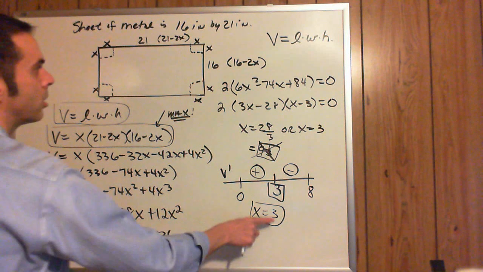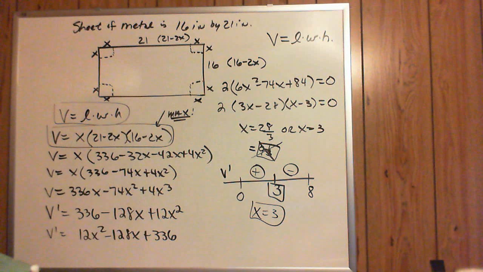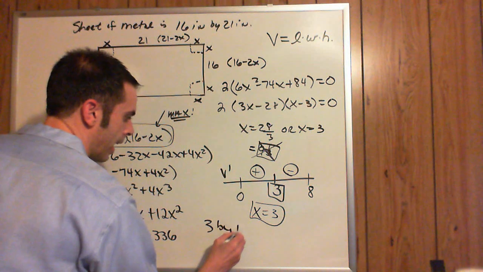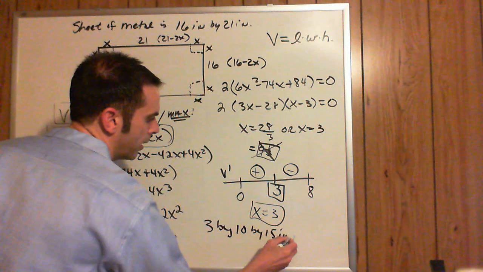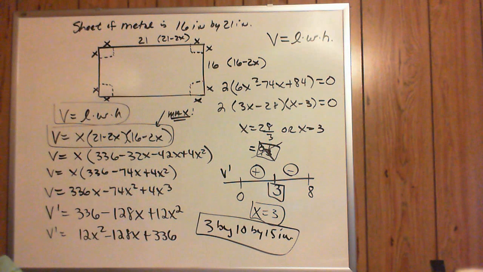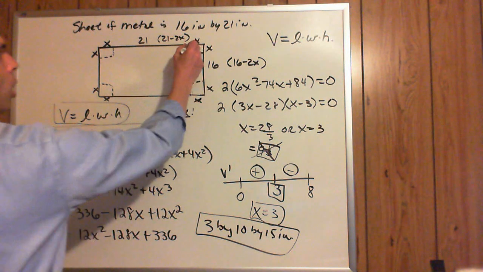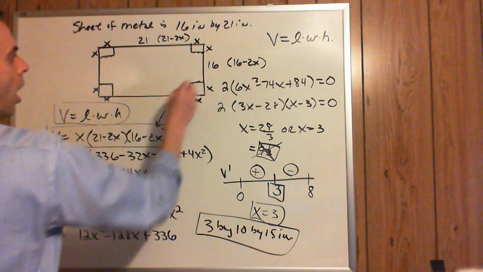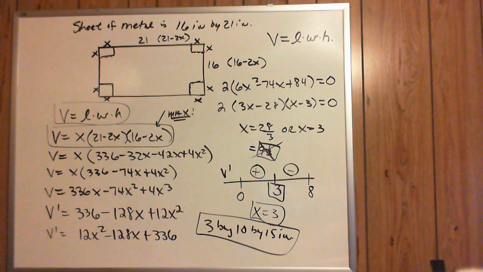So if you were to take this and substitute it back into each of these, you'd get the dimensions would end up being 3 by 10 by 15 inches. These are the dimensions that would give us the biggest volume of a rectangular box. So once again, we were given a sheet of cardboard or a metal 16 inches by 21 inches. And the question is, where do we cut along the corners so that we fold them up, we form a rectangular prism of the biggest volume, having the biggest volume.